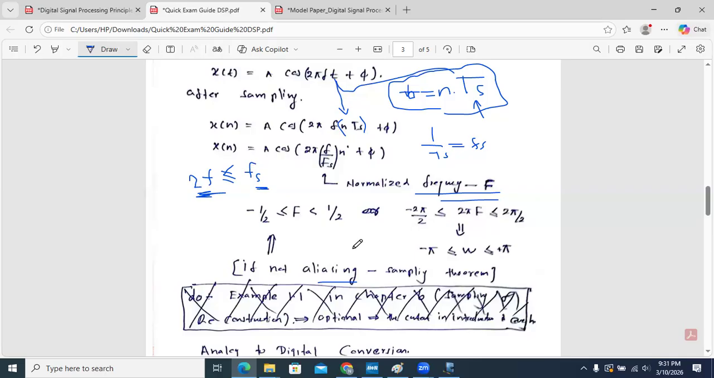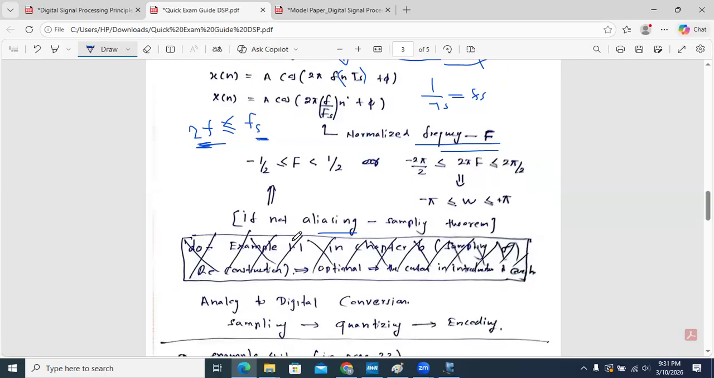So that is how aliasing happens. We have to select the sampling frequency Fs greater than twice the signal frequency, 2f. This is referred to as the Nyquist theorem. You need to select the sampling frequency at least twice the signal frequency. Otherwise it is not properly sampled and the aliasing effect will be there.